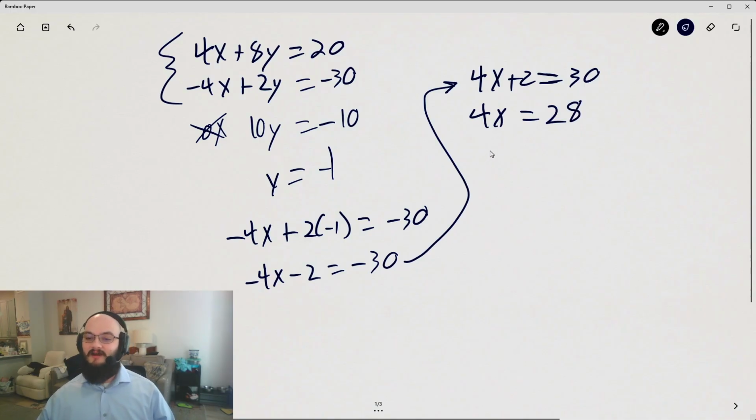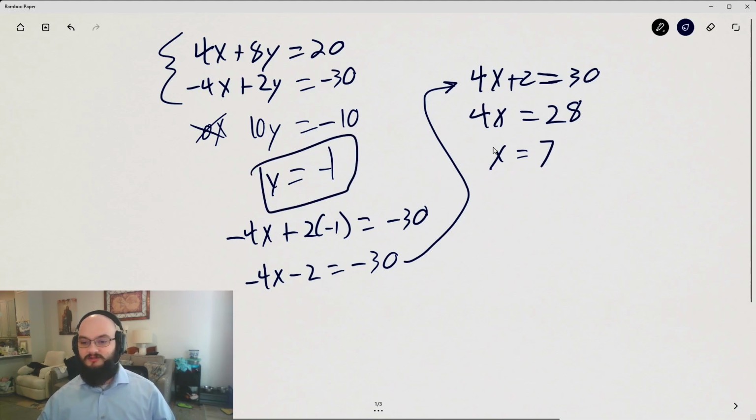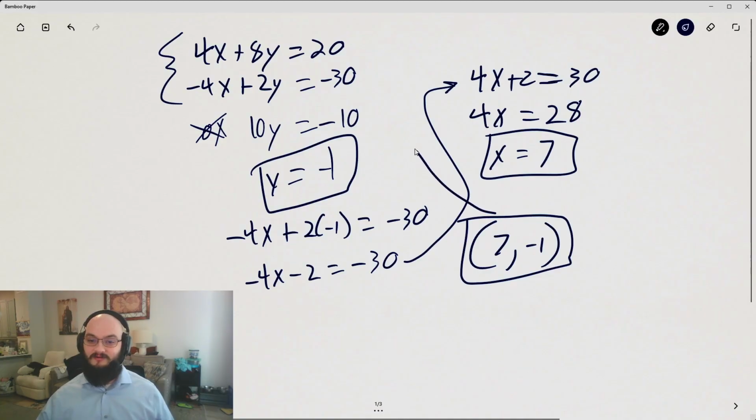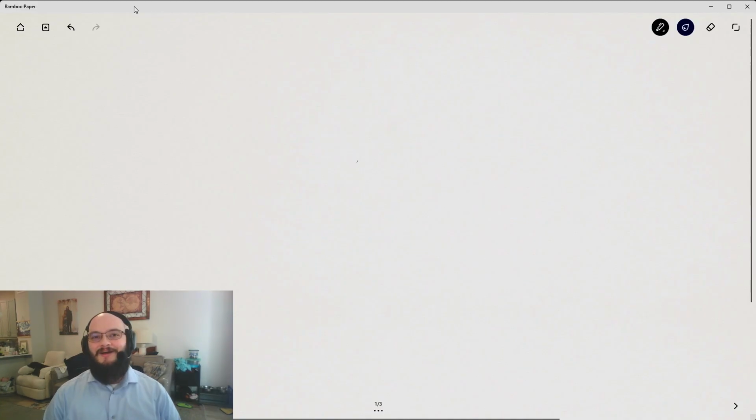And then finally, divide both sides by 4. X is equal to 7. So we have y is equal to negative 1, x is equal to 7. So we need to write our final answer as an ordered pair, (7, negative 1). And that is our final answer for this system of equations.